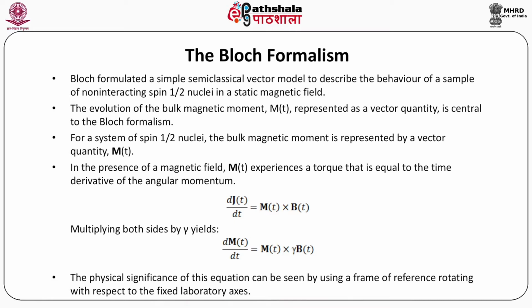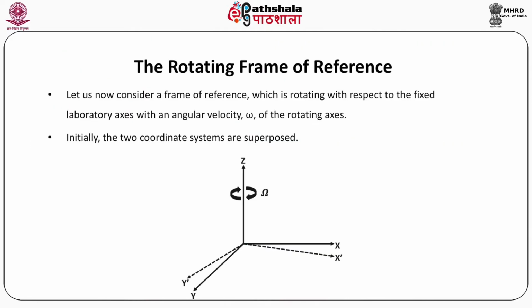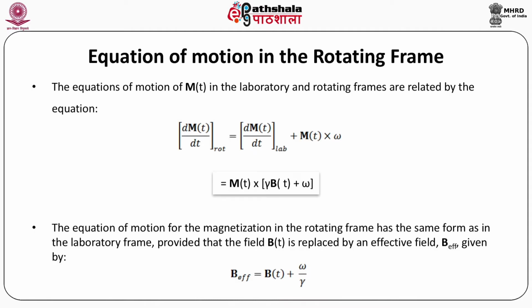The physical significance of this equation can be seen by using a frame of reference rotating with respect to the fixed laboratory axis. Let us now consider a frame of reference rotating with respect to the fixed laboratory axis with an angular velocity omega, as you can see in the figure. There is a laboratory frame determined by x, y and z, and another frame represented by x prime and y prime, having the same z axis, rotating with the angular frequency omega with respect to the static laboratory frame. Now, we work out the equation of motion in the rotating frame.